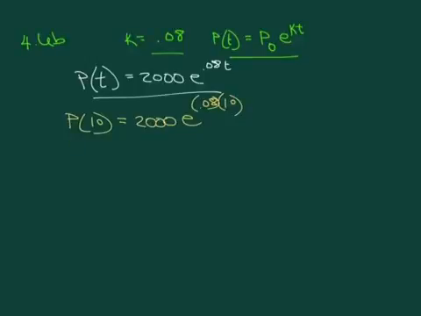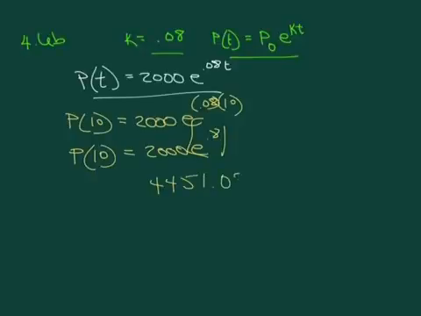So P of 10 equals 2,000 e to the 0.08 times 10, which is 0.8. So you're going to take e to the 0.8 power, multiply it by 2,000, and you're going to get your answer. And in this case, in 10 years, you're going to have $4,451.08. You more than doubled the money that you invested in 10 years, and you didn't do anything.